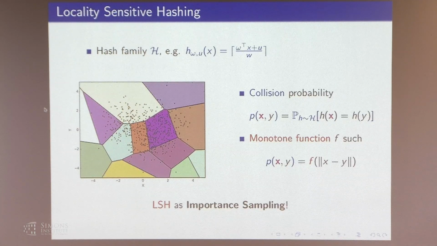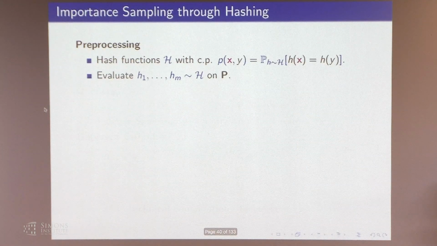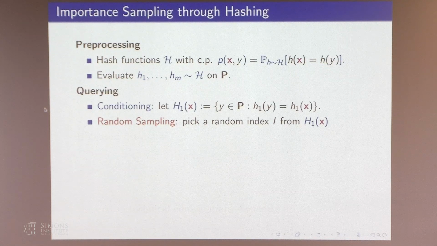All right, so that's what locality sensitive hashing gives us. And the key idea, as I said, is to think of locality sensitive hashing as a way to implement importance sampling for our purpose. So how does this actually work? What we're going to do is pick a family of hash functions with some collision probability. We're going to evaluate these hash functions h1 to hm on our data set.